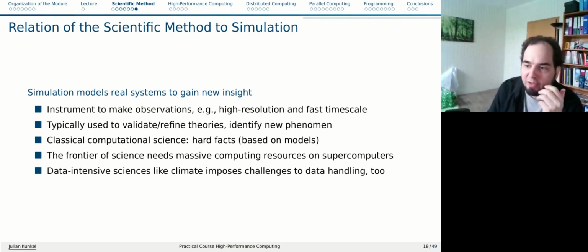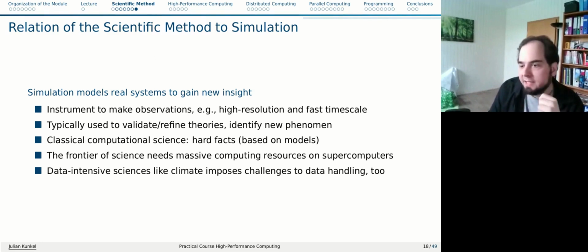And in terms of classical computer science, if you are not using big data analytics, we are typically based on modeling with physics, hard facts, and real-world simulations. You need massive compute resources to drive forward the frontier of science, actually. So we talk about exascale computing. That seems to be a very big scale, more about that later.